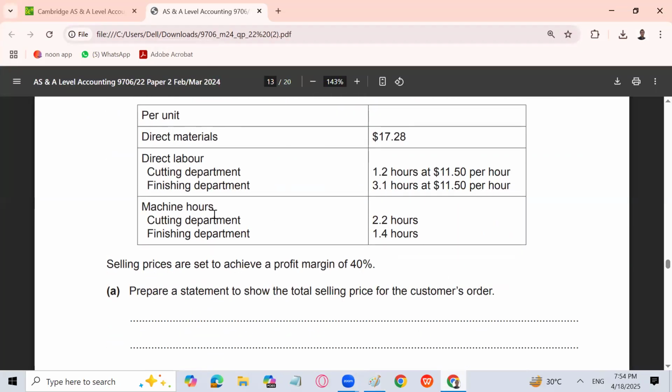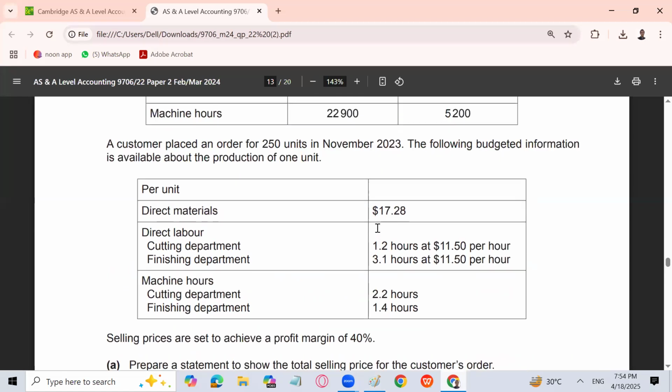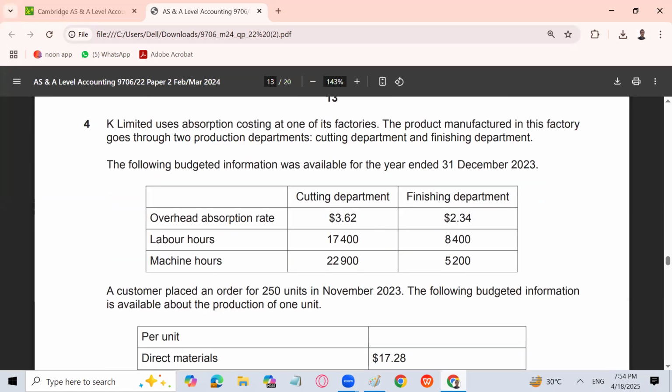Listen, the cutting department machine hours are 2.2 and the rate is given, the overhead absorption rate for the cutting department is 3.62. So it means that machine hours are used for the cutting department. Why? Because machine hours are higher in the cutting department in comparison to the finishing department. And secondly, if we talk about labor and machine hours, labor hours are less in cutting department and machine hours are high.